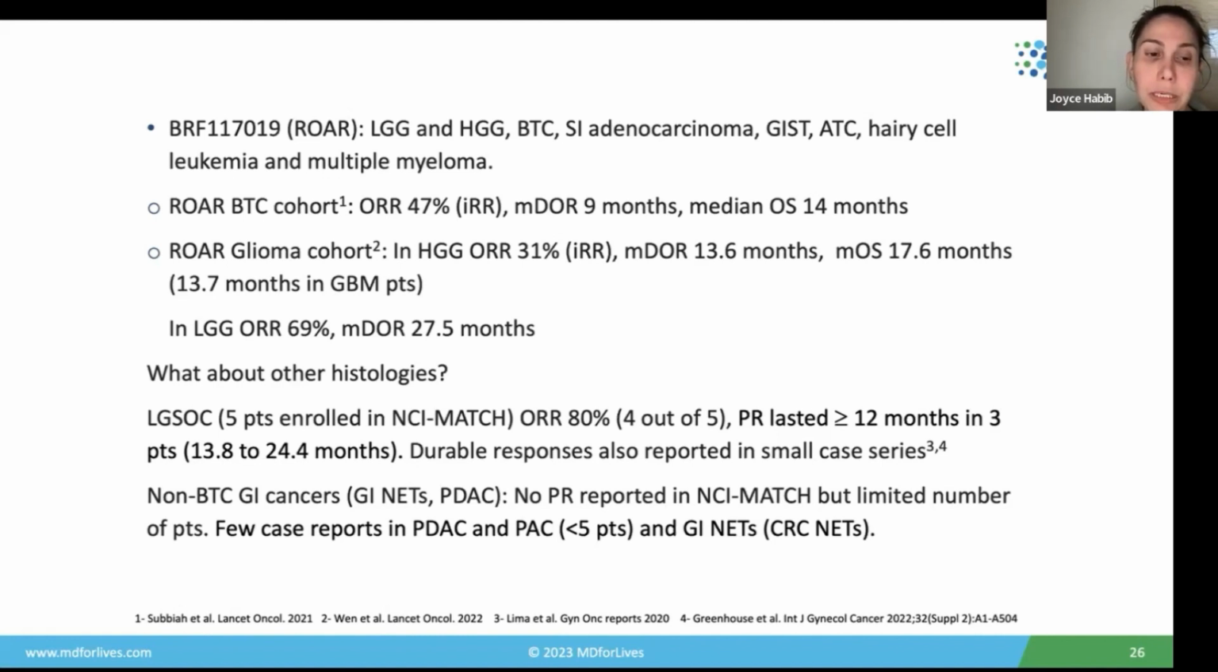What about non-biliary tract GI cancers, such as GI neuroendocrine tumors, particularly colorectal neuroendocrine tumors, because these are enriched in these types of mutation, or pancreatic cancer? We don't have partial responses reported in the MATCH study, but it was a very limited number of patients. You can't really make much of that. There are a few case reports. So we're not really sure that the efficacy that we saw for biliary tract cancer extends to these other tumors as well.